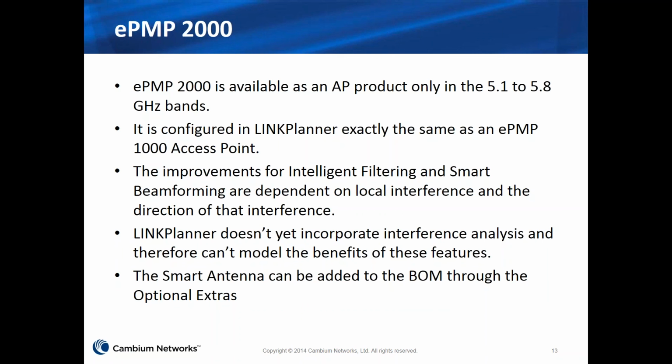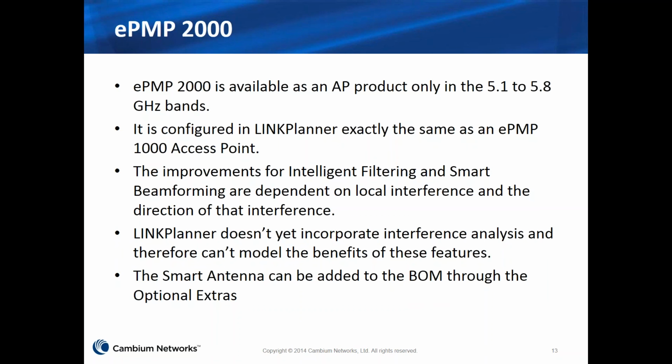If the interference is coming from a specific direction, then SMs in another direction should see a significant improvement. However, if the interference is in the same direction as the given SM, the beamforming cannot reduce the level of that interference. And this makes it difficult at the moment for us to actually be able to estimate that interference in LINKPlanner until we can take account of the other APs and SMs in the network.